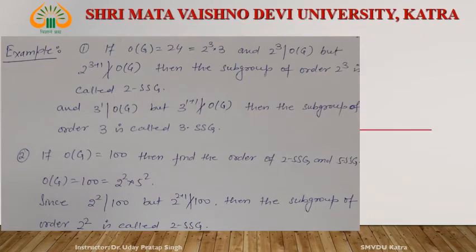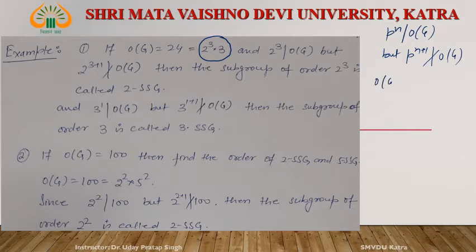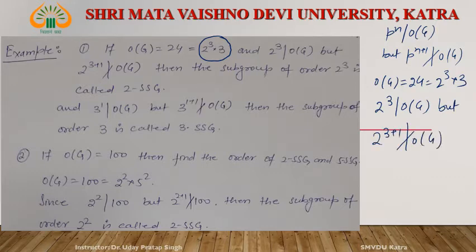See the example. If the order of G is 24, what is 24? 24 can be written as 2 to the power 3 into 3. 2 to the power 3 divides the order of G, but 2 to the power 3 plus 1 does not divide the order of G. 2 to the power 3 plus 1 means 2 to the power 4, that is 16. 16 does not divide 24.